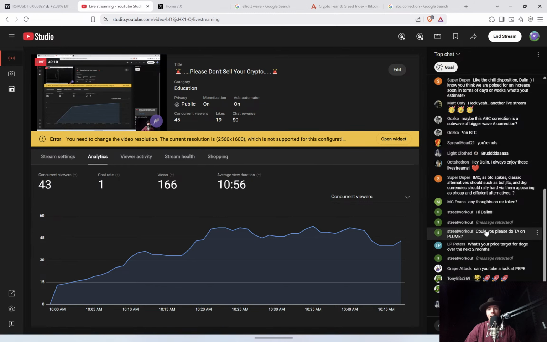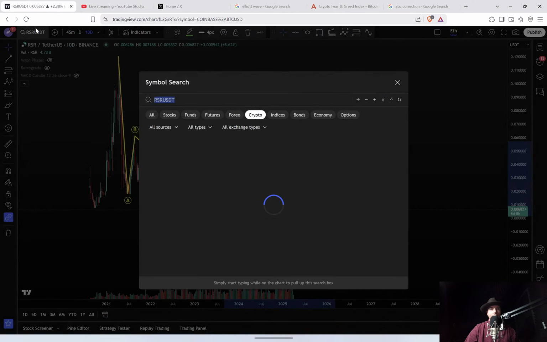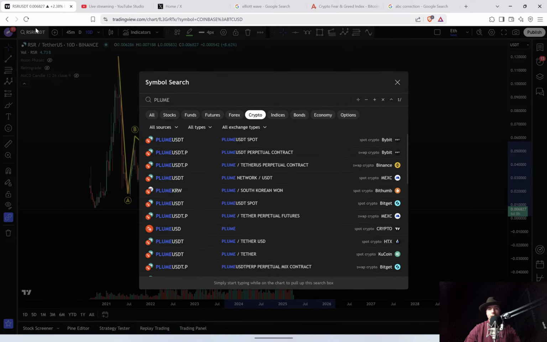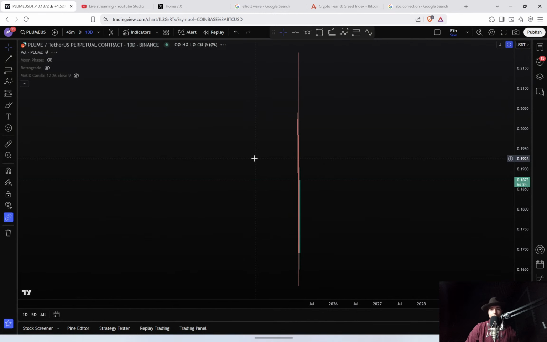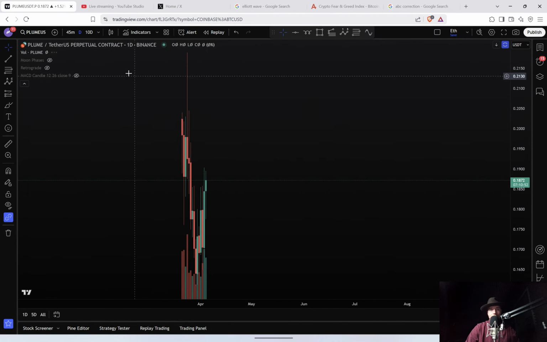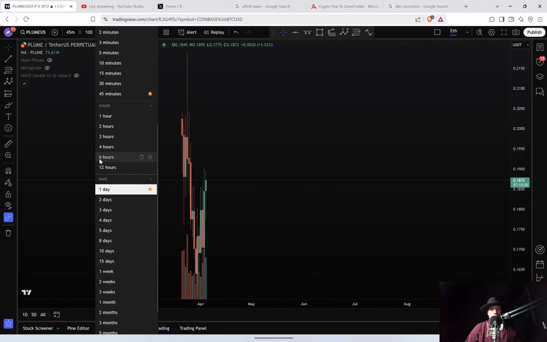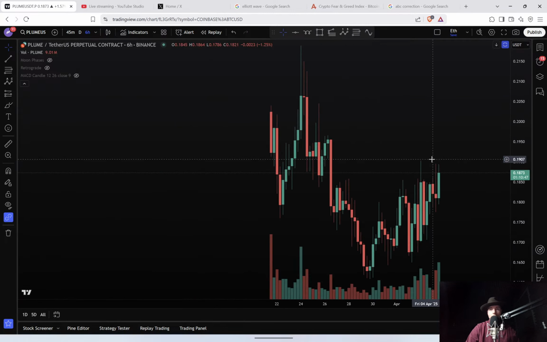Could you do TA on Plume? Yeah, let's do some TA on Plume. Absolutely. Maybe drop to the 6-hour time frame. Here we go.